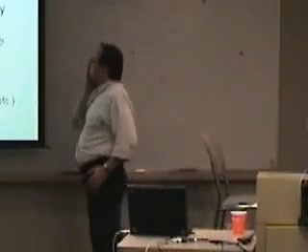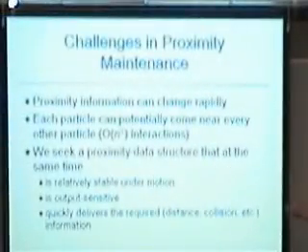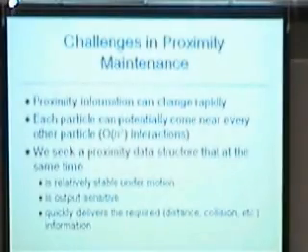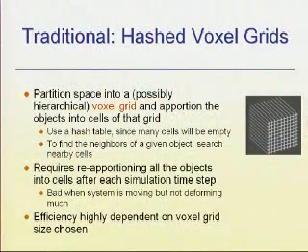And somehow the goal here is to have a proximity data structure that, even though things move wildly, tries to be stable. And it tries to be output sensitive, that it only changes as much as the configuration of the system changes. And from this data structure, you can quickly get distance information or collision information.